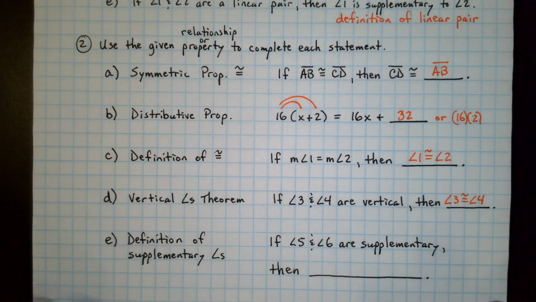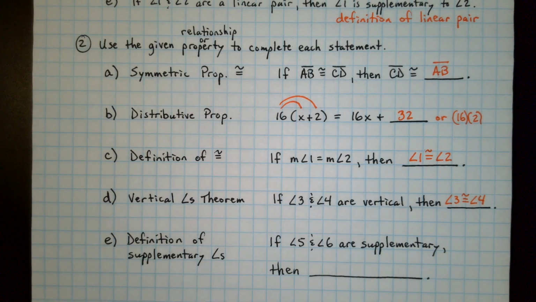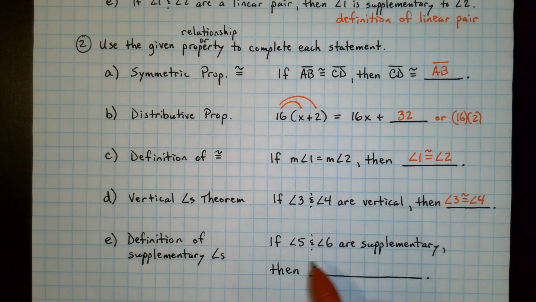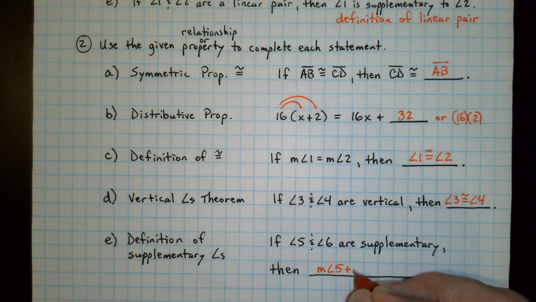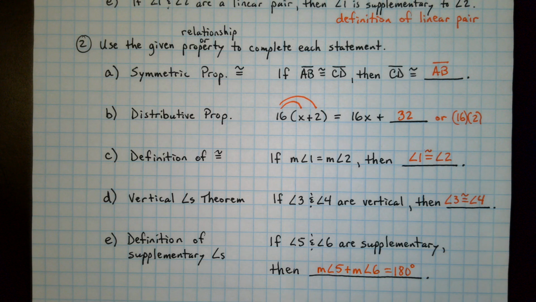And finally, we have a definition here at the end, a definition of supplementary angles. Well, supplementary angles always add to 180 degrees. So if angle 5 and angle 6 are supplementary, then the measure of angle 5 plus the measure of angle 6 must equal 180 degrees.